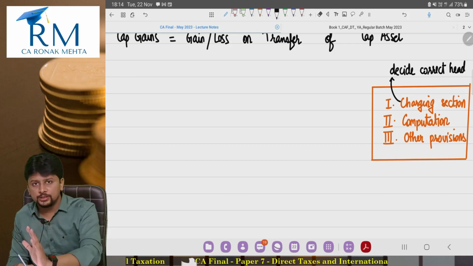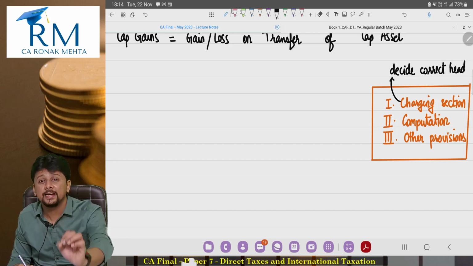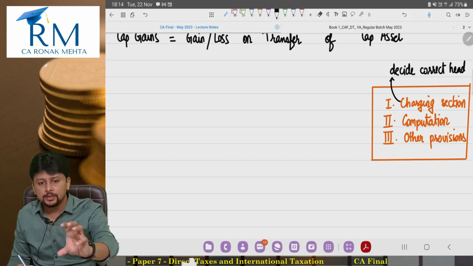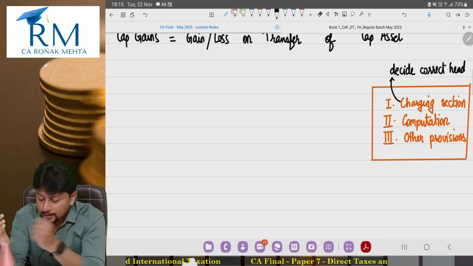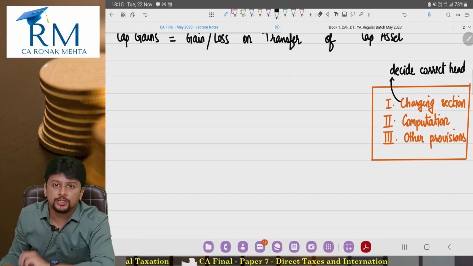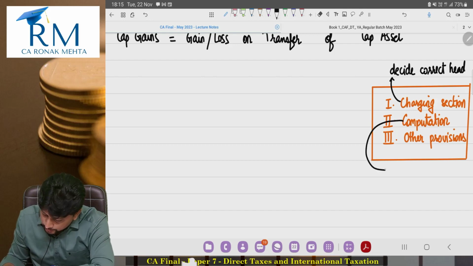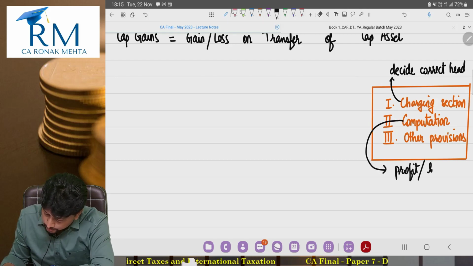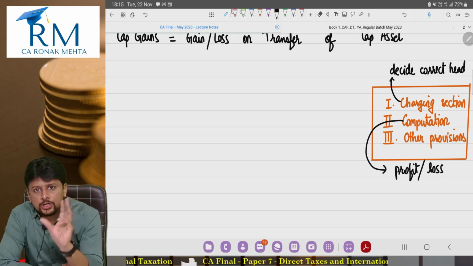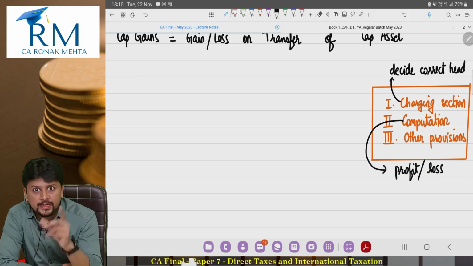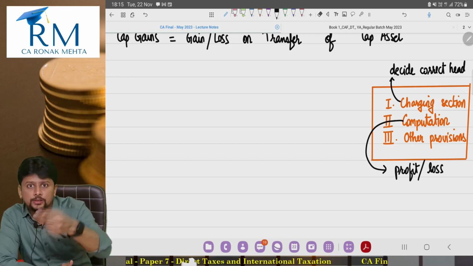After you finish the charging section, you have decided the head of income. This income has to be taxed under this head. Now you go ahead and understand all the computation aspects: how to compute the profit, or how to compute if at all there is a loss. Computation cannot be done first. First you have to decide which head, because each head has its own computation mechanism.